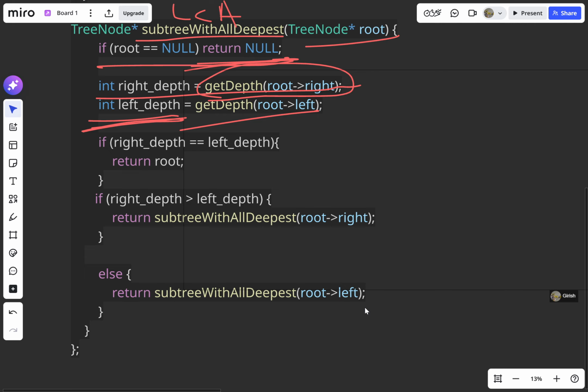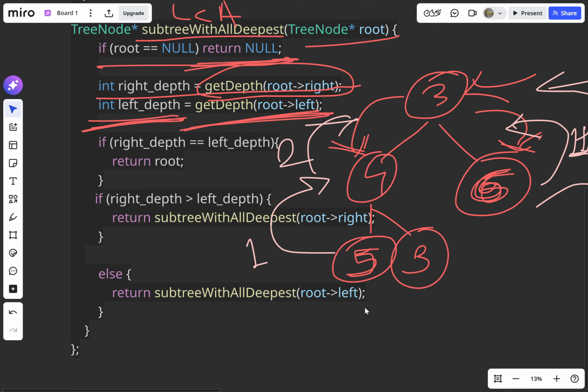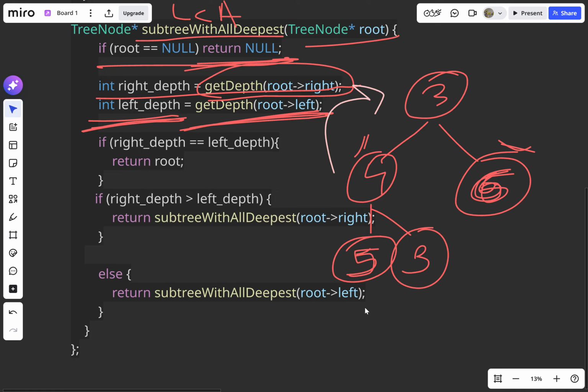So now we have to know whether the right child and the left child have the same depth, meaning the same depth. Just like if we see here, if the right child and the left child have the same depth, what the depth indicates is the depth of the lowest nodes, the depth of the leaf nodes.